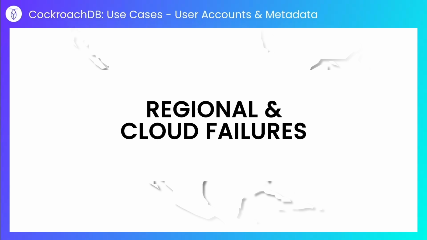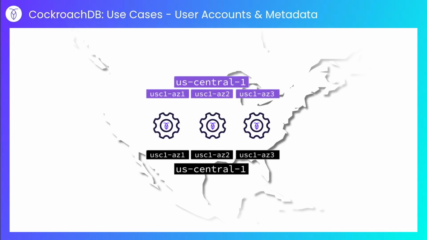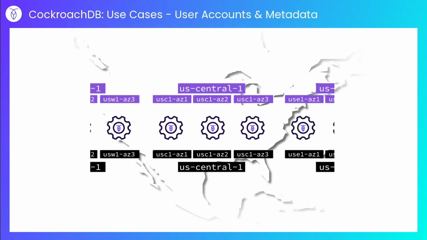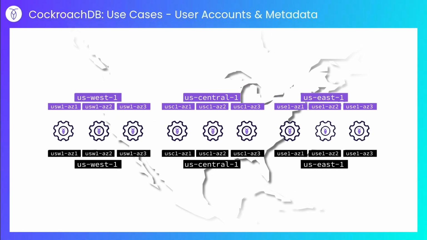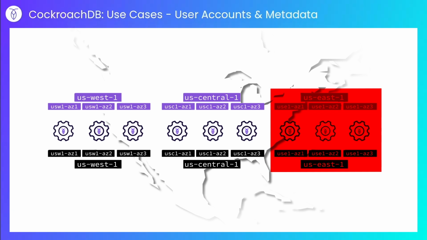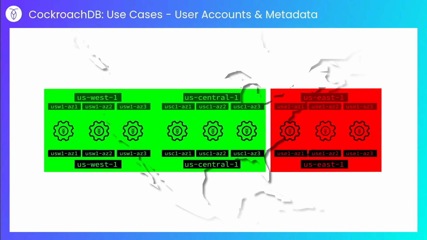Just as CockroachDB is able to survive availability zone failures, it's also able to survive regional and cloud failures via the same mechanism. Let's now assume that instead of running across one region in the US, we're now running across 3 regions in the US. If any of those regions become unavailable for any reason, CockroachDB will remain online just as it did in the availability zone scenario.